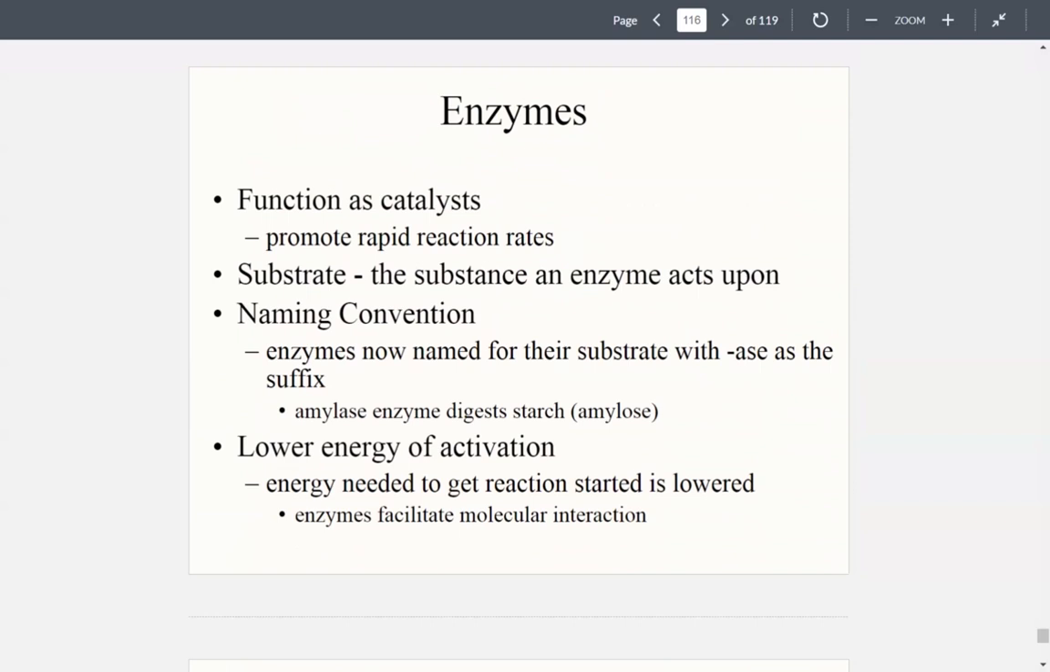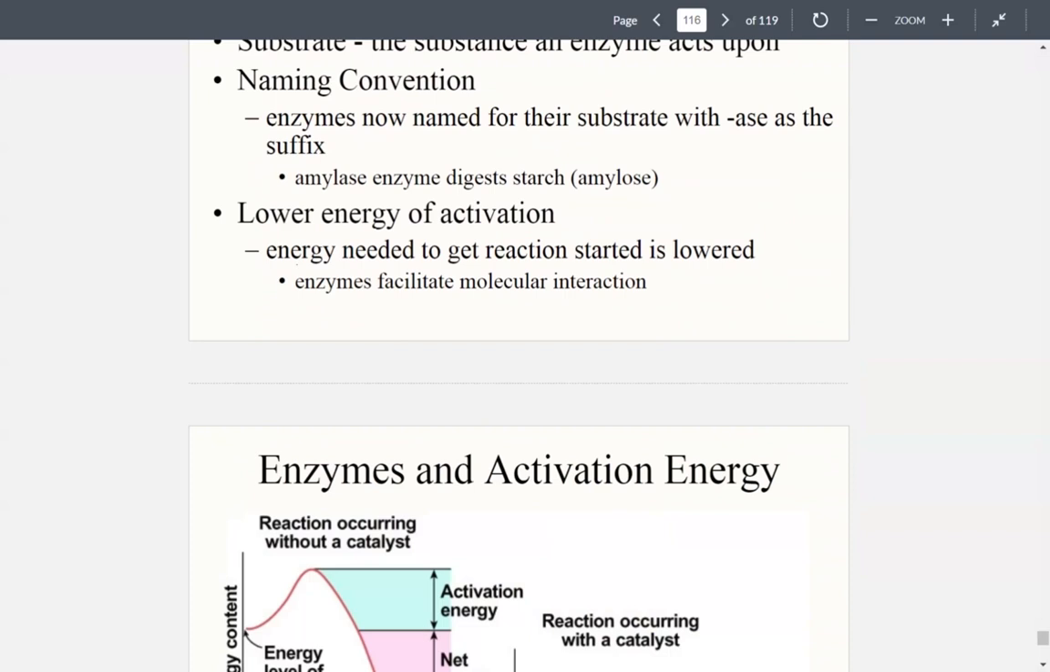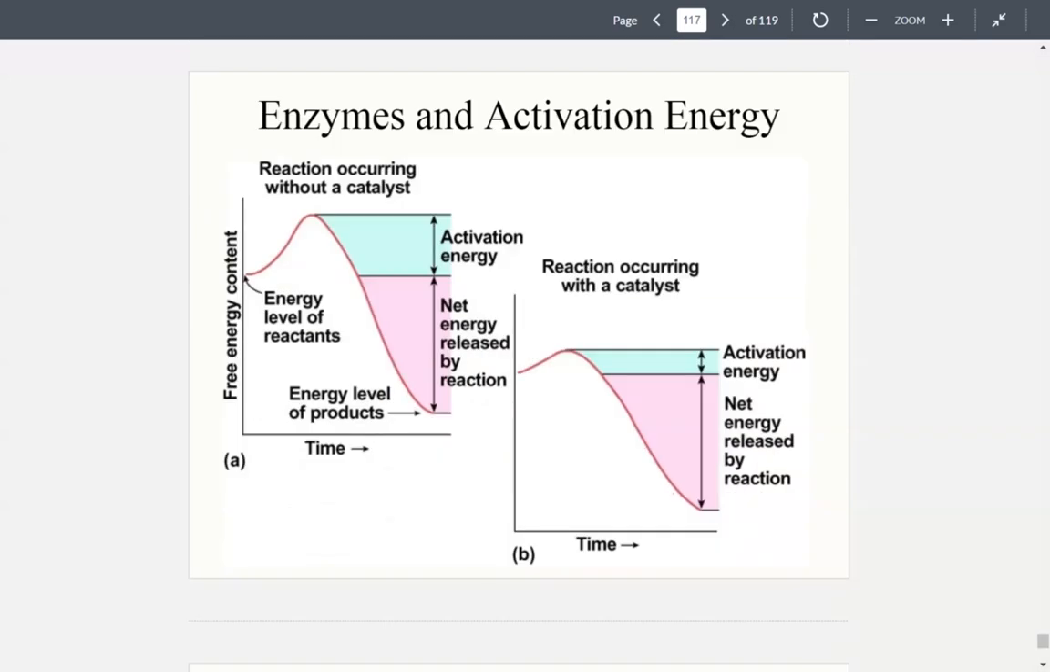So, a couple of things we need to be aware of. The substance that binds to an enzyme, that an enzyme acts upon, is referred to as a substrate. So anytime you see that terminology, we're talking about the thing that the catalyst is going to affect. Enzymes are always going to end in ASE and typically have in front of them what their substrate is. So, amylase is an enzyme that digests amylose, or starch. And as I mentioned, they decrease activation energy. And this would be some examples, chart examples, of how they do that.